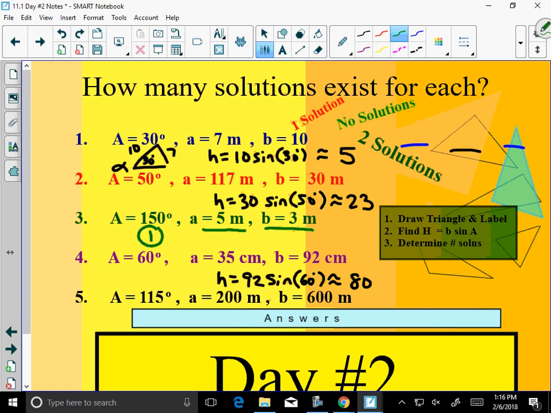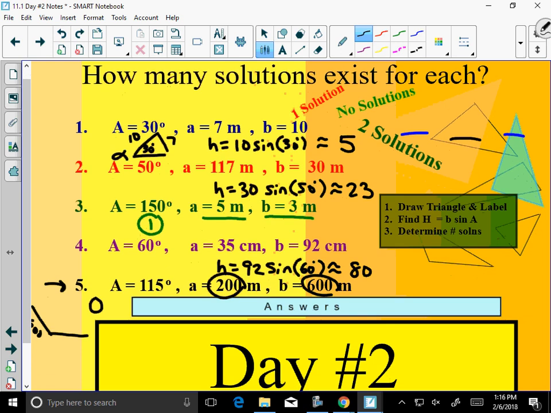How many triangles would there be in example 5? 0. 0 triangles, because this side, 200, is not going to be able to reach, because the side next to it is 600. It's just going to T-Rex it. If you can't visualize that, here's an obtuse angle. Here is 600. Here's a 200. It's not going to be able to reach. That obtuse angle does that to it.